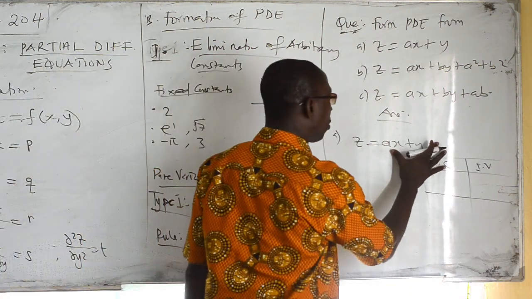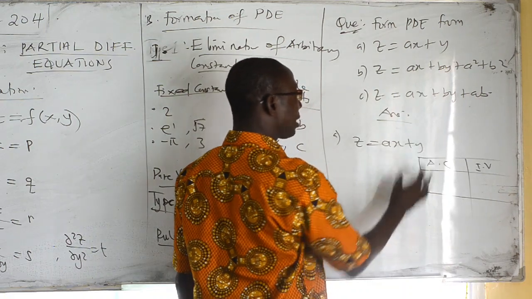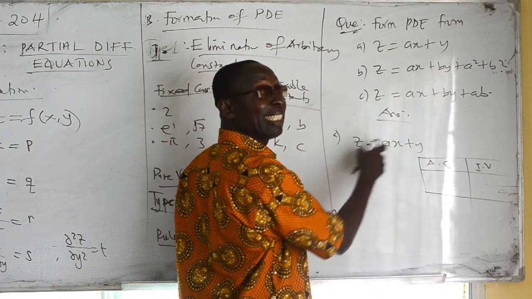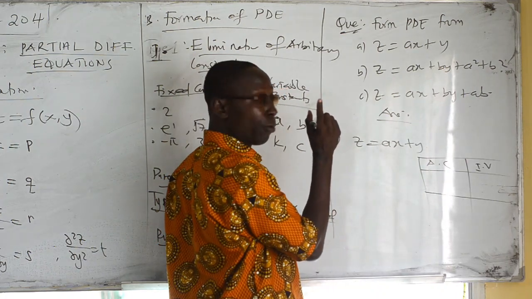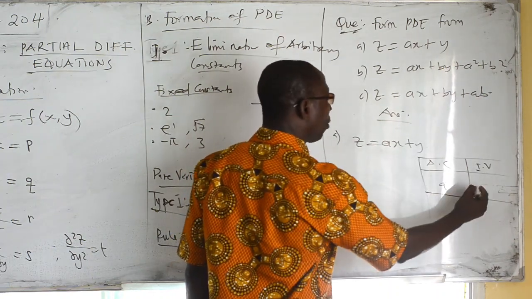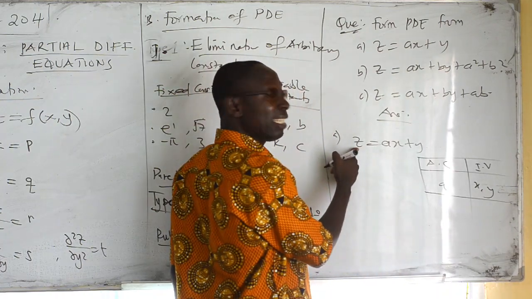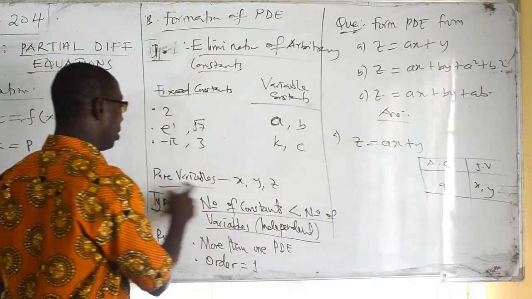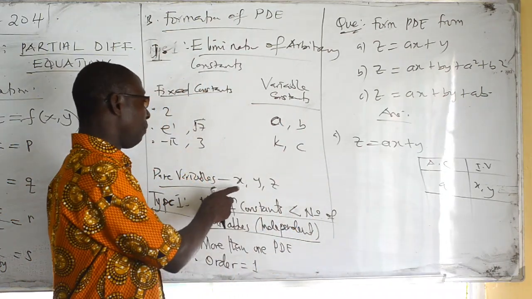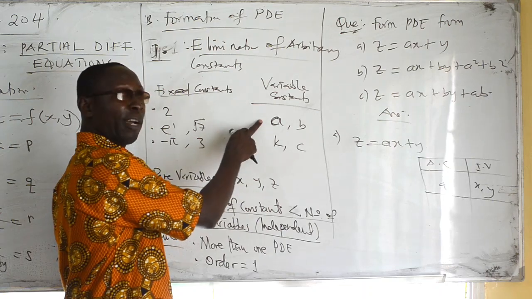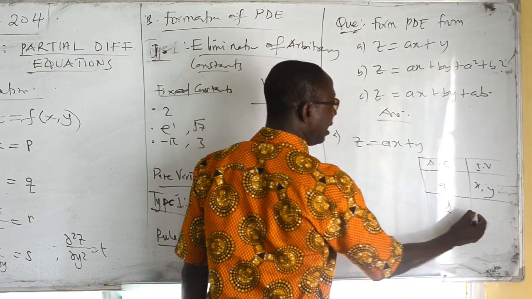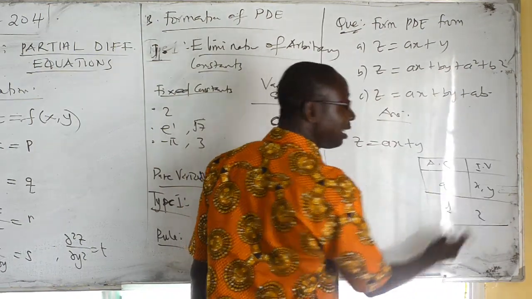Looking at this question, what is the number of arbitrary constants? This is the only constant. We said X, Y, and Z are variables, so the only constant is A. A is the only constant. Now the independent variables are X and Y. Let's forget about this Z. The independent variables, the pure variables. A, B, C, D, E, F, G, R to W, they are all variable constants. Only X, Y, Z are variables. So this one is X, Y. So this is 1 and this is 2. There's one item here and there are 2 items here.